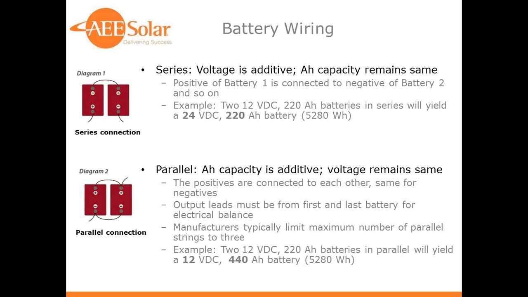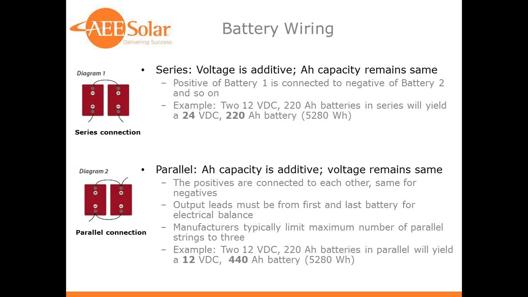Now, I want to point out something very important in the diagram for the parallel connection, and we would say here output leads must be from the first and last battery for electrical balance. You'll notice here with these 2 batteries that the negative is coming off of the lower left corner and the positive is coming off the upper right corner, and that's very important, that essentially the outputs from the battery bank happen in opposite corners of the battery bank.